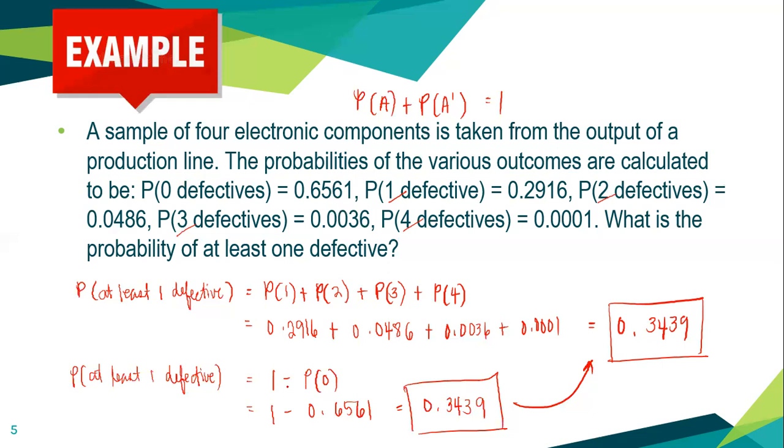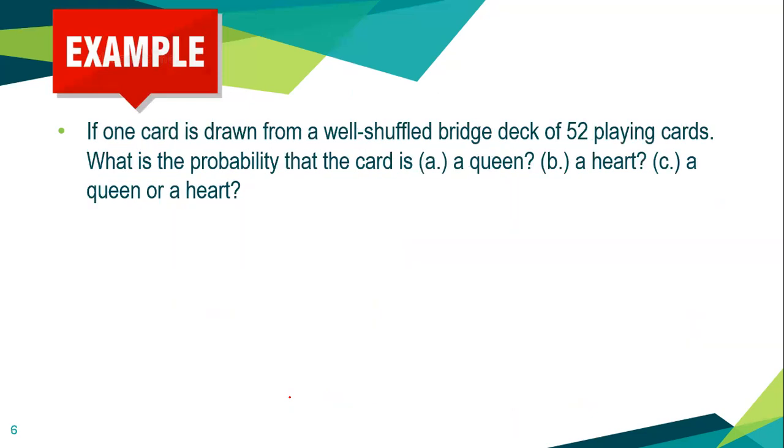So, moving on to other example, kasi meron pa ako ditong hinandang ibang example. Now, let's try to use mga cards naman. If one card is drawn from a well-shuffled bridge deck of 52 playing cards, what is the probability that the card is A, a queen, B, a heart, C, a queen or a heart? Okay, so tatlo yung kailangan nating sagutan.